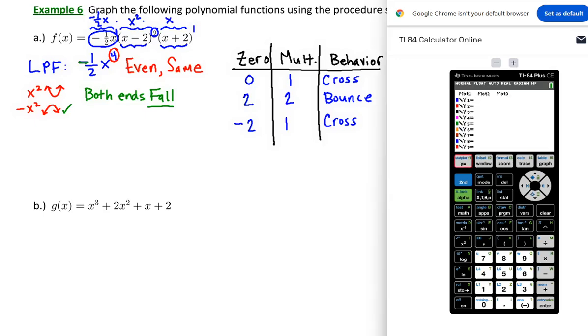So in the calculator, we'll go to y equals, and we'll type in our original function. I'm just going to write it as negative 1/2 times x with the division bar there, x minus 2 squared times x plus 2. And we'll take a peek at the graph. So it looks like we have the right behavior. Now we can approximate those turning points.